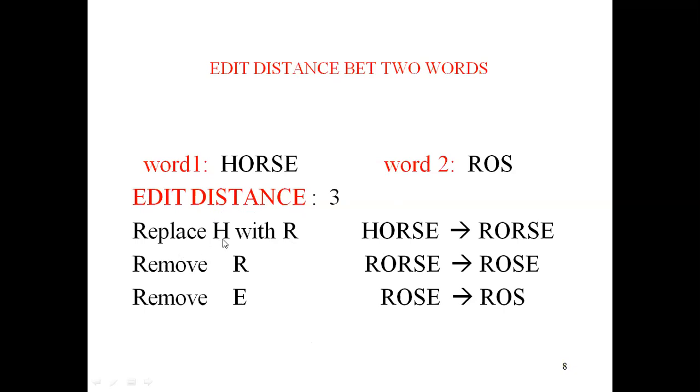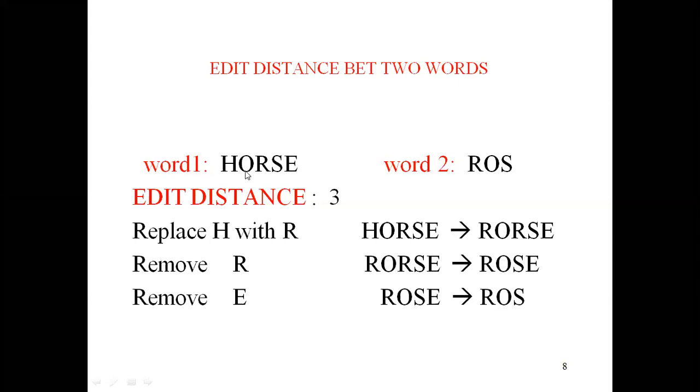So replace H with R. See, the first character H is there here, and the first character R is there here. So you can replace H with R. Then it becomes RORSE. The first string becomes RORSE. When you replace H with R, it becomes RORSE. Now take RORSE. Now remove R. Remove R.